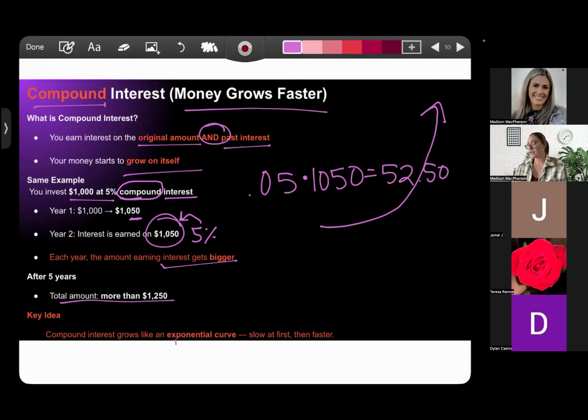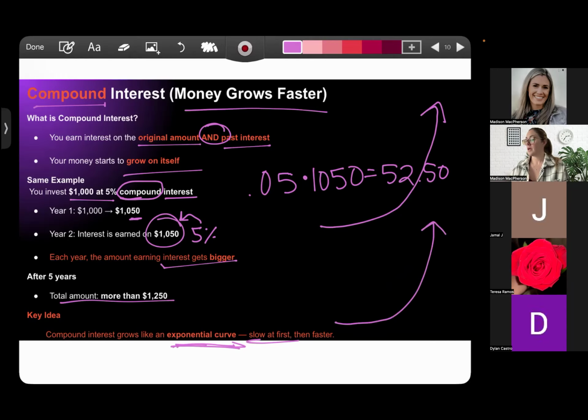So compound interest grows on an exponential curve, slow at first, then faster. So again, it's going to go like this, and then it's going to, oops, that shouldn't have done that. It's going to be slow at first, and then fast.